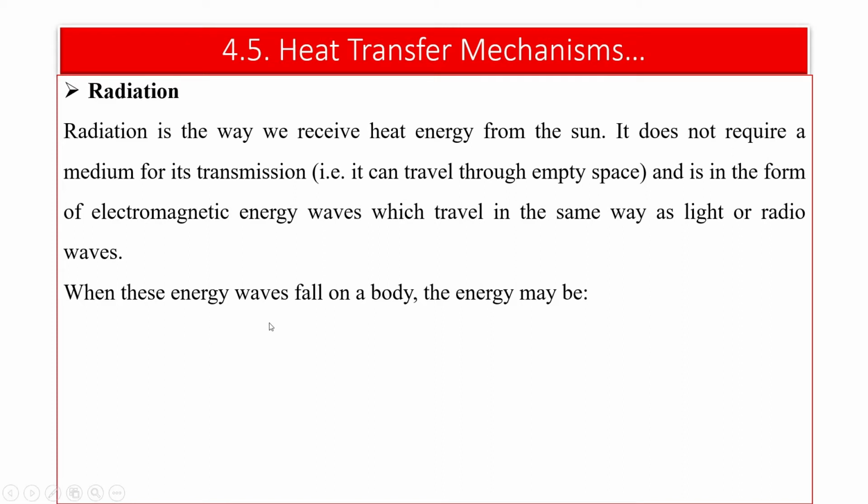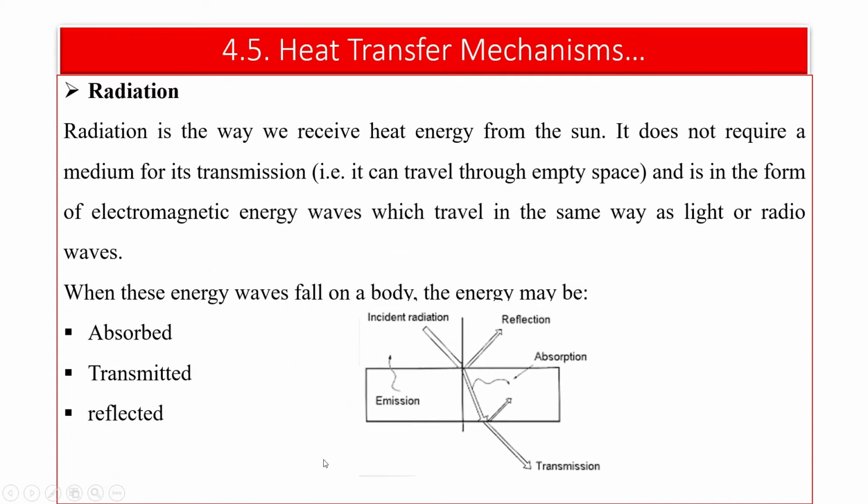So when these energy waves fall on a body, the energy may be the energy that comes from the sun or from any other source, which is in the form of electromagnetic radiation. That may be absorbed by the material, or it may be transmitted by the material, or it may be reflected by this material. Let's see this schematic diagram.